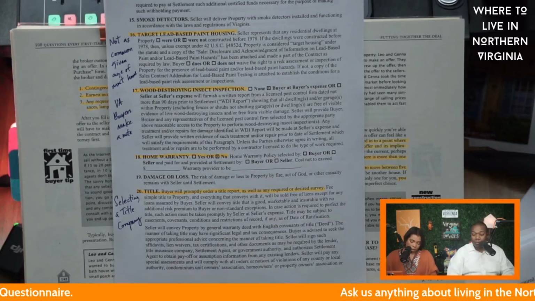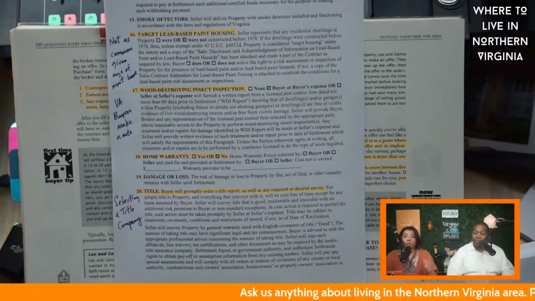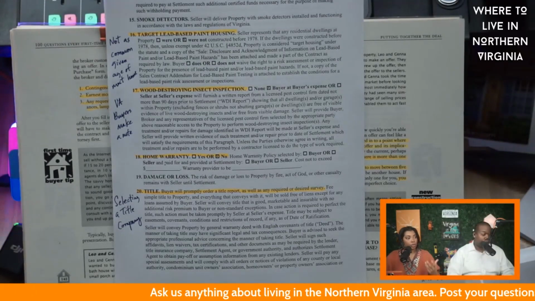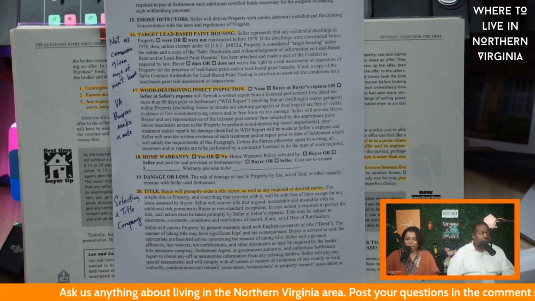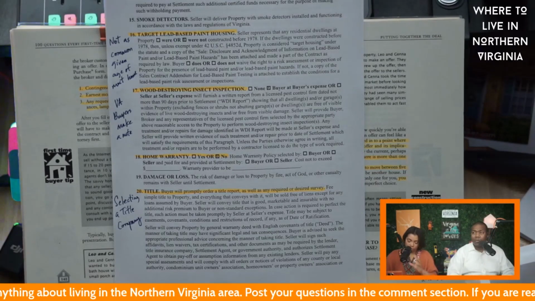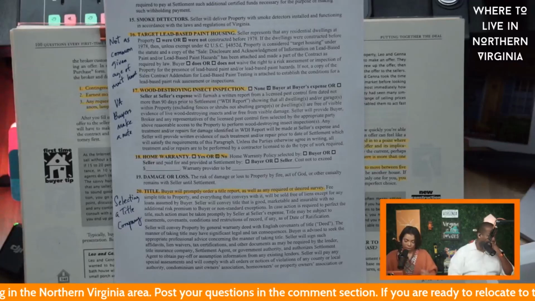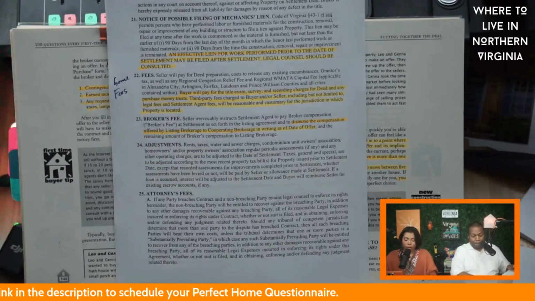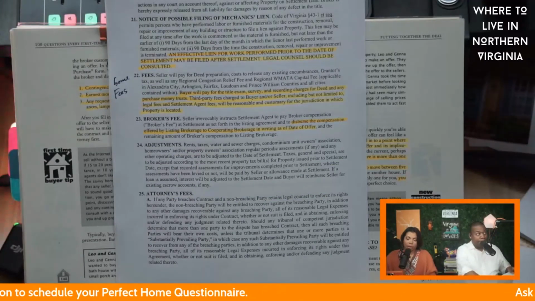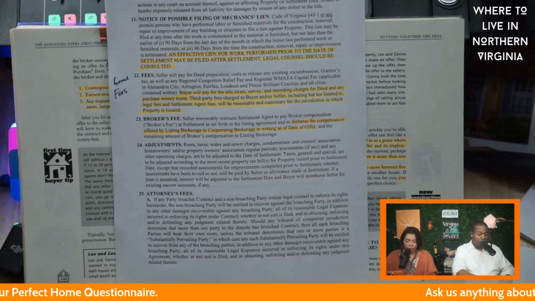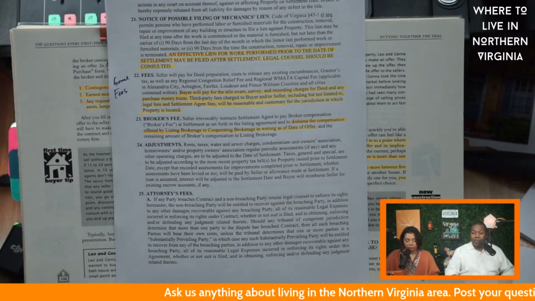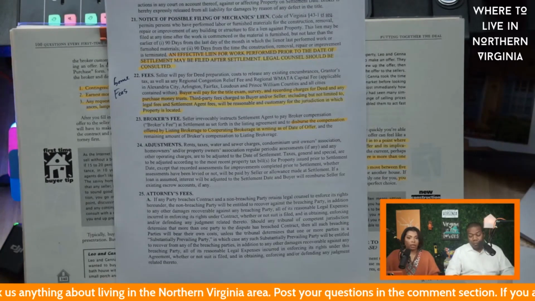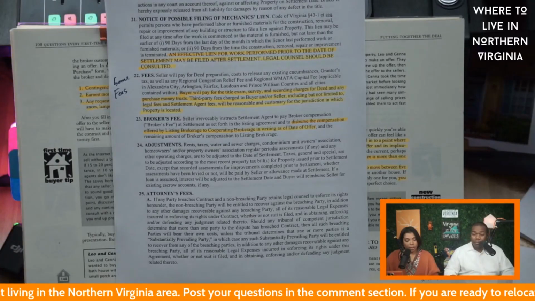And then next up, at number 20, we have title. When you select your title company, they are going to search and make sure that the owner is the person who is selling you the property, and that they're able to provide you with clear title at settlement. All right. Next up, we have notice of possible filings of mechanics lien. Anyone who's done work on the property within the last 90 days could put a lien on the property. So it's important that if there are any liens on the property, the title company searches for that.